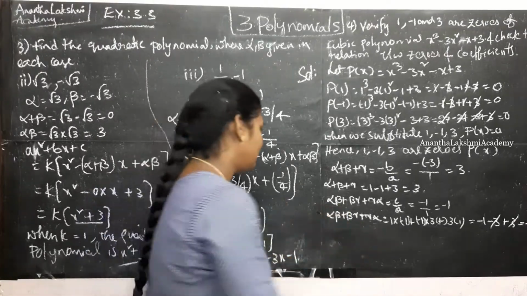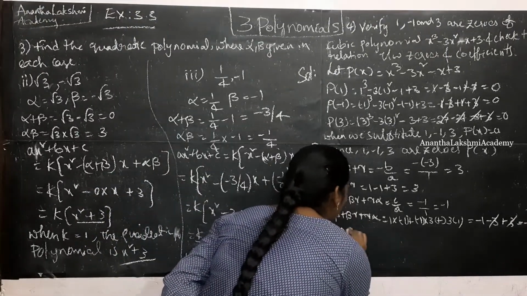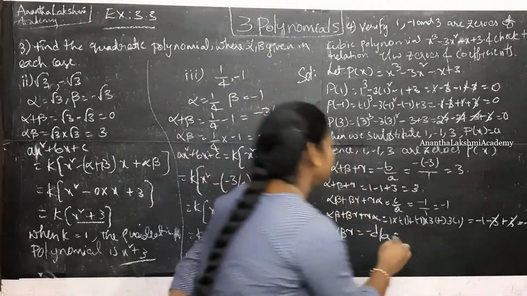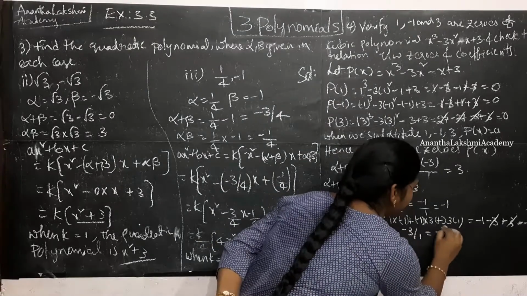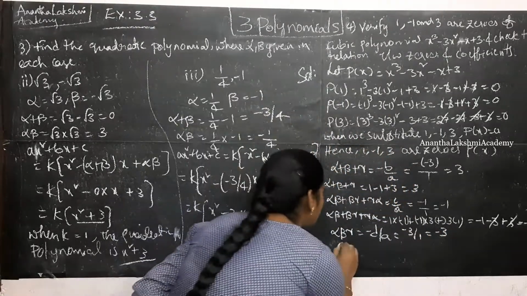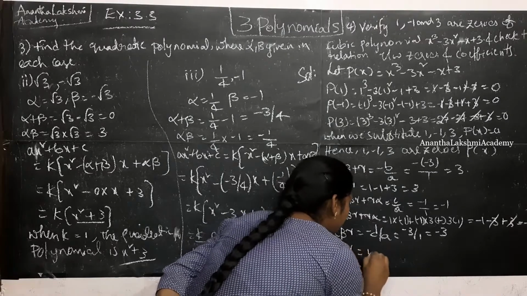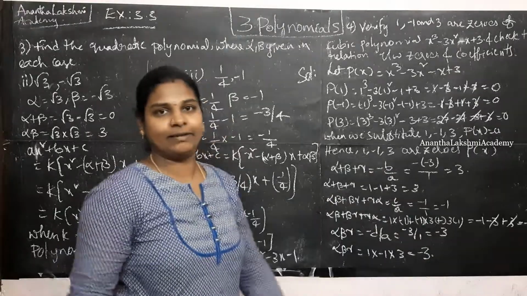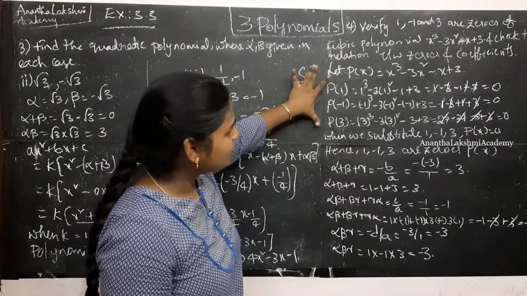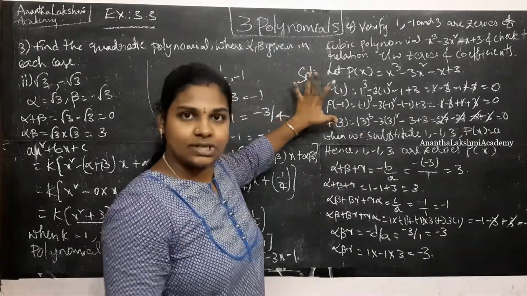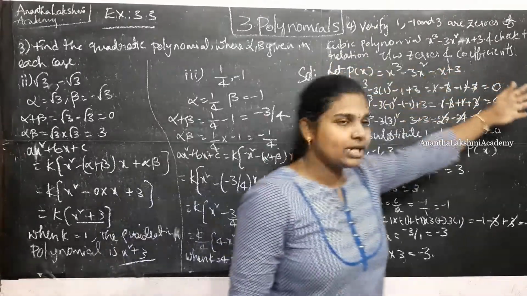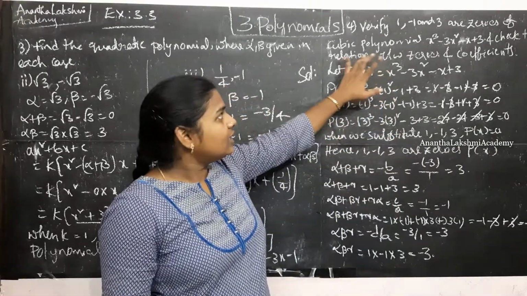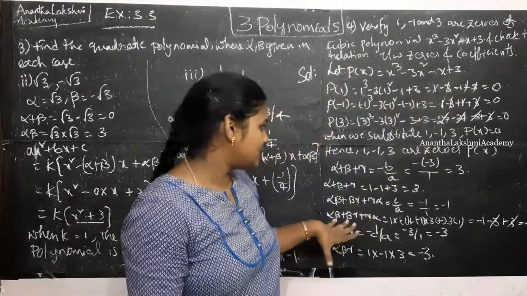This is also verified. Alpha beta gamma, what is the formula? Minus d by a. What is d here? 3. Minus 3 by 1 is nothing but minus 3. Now let us substitute alpha, beta, gamma values. 1 into minus 1 into 3, which is nothing but minus 3. So when they said you need to verify these are zeros by substituting those values, we should get 0. Only then we call them zeros. We verified that part. And relation between zeros and coefficients they are asking us to find.